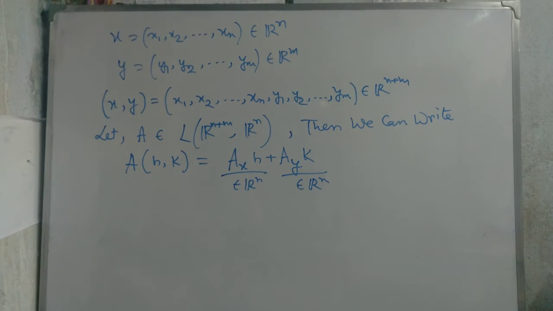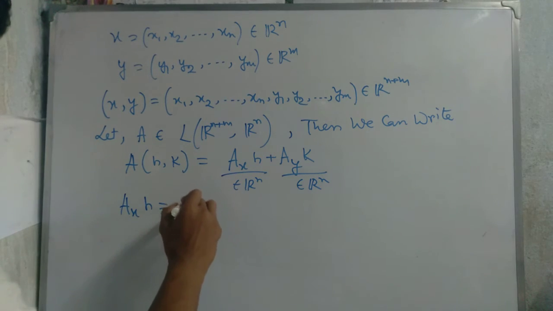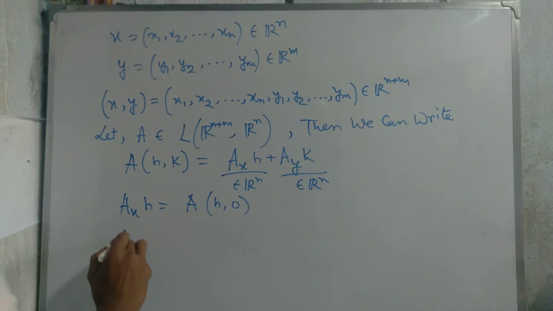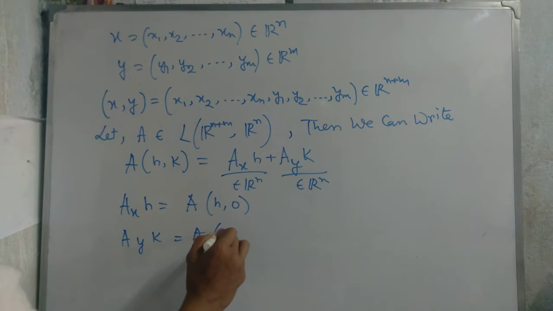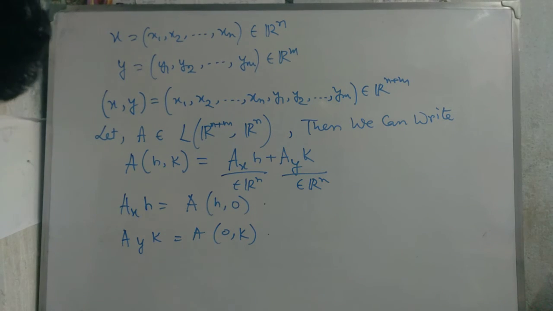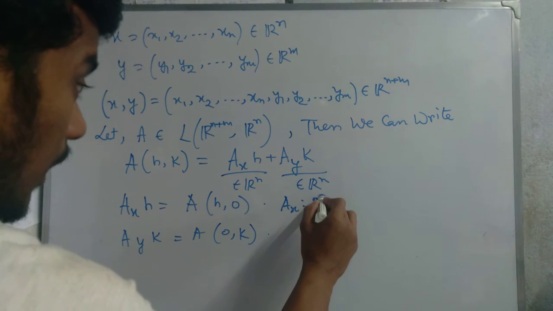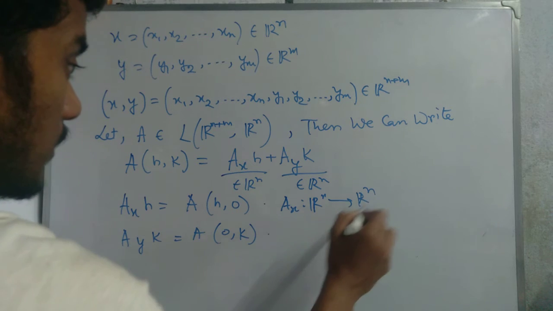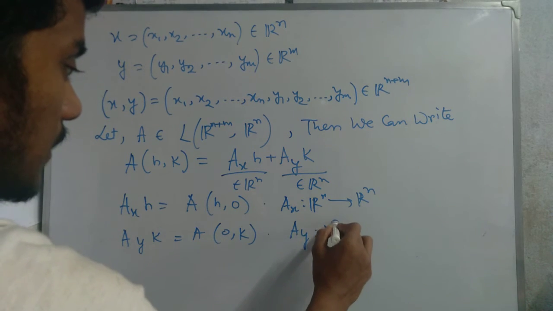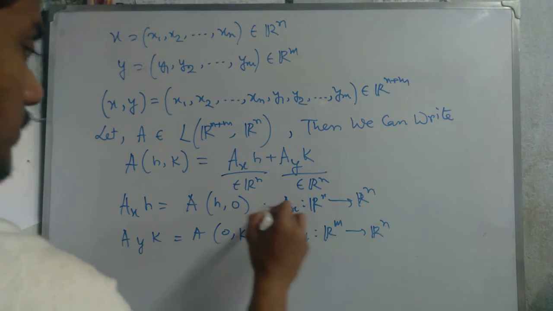Now for A(h, k), we write in this way: Ax h equal to A(h, 0) and Ay k equal to A(0, k). Obviously this can be written as: Ax is defined from Rn to Rn and Ay is defined from Rm to Rn.